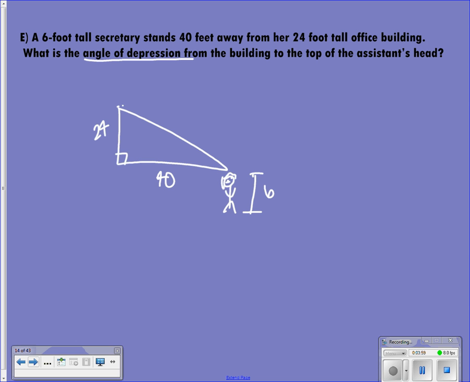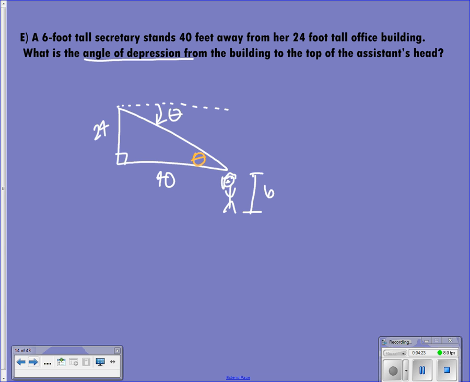Well, an angle of depression really is if you were to draw a horizontal line coming straight out, the angle of depression would be this angle coming down, as if you were looking straight out, it would be that angle coming down. Well, that doesn't really help me because that's not on my triangle, but I know by alternate interior angles, those two angles are the same.